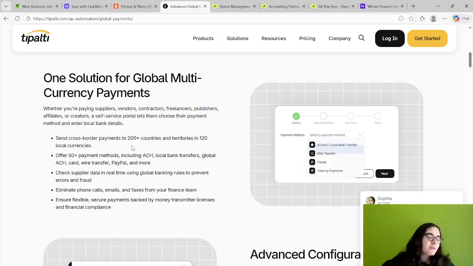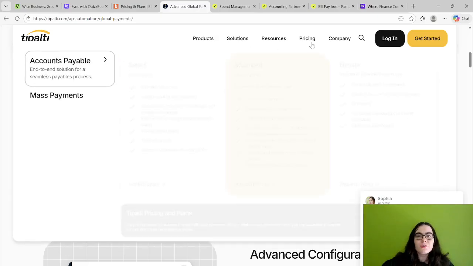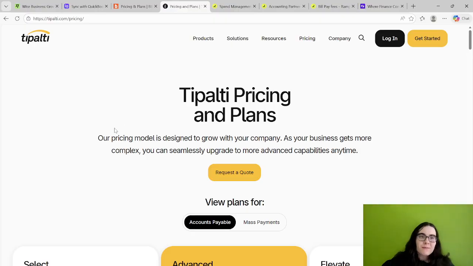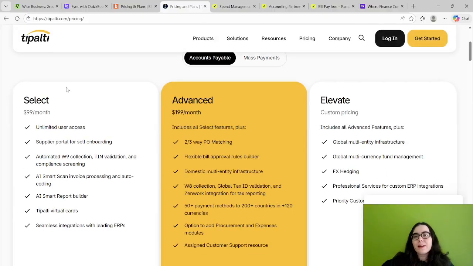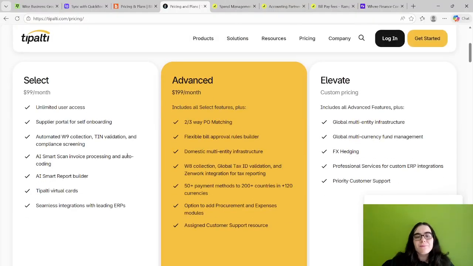But the thing to know about Tipalti, some of the drawbacks, is that, like I said, you can't manage AR with it. The other thing is that they don't have a free plan to try out, so that could be a drawback. And they're also just more focused on larger businesses with more complex payable needs. So if that doesn't apply to you, like if you're a smaller company, you may not need all those capabilities. It could end up just being pretty confusing. So that's kind of a drawback to Tipalti, especially for smaller businesses.